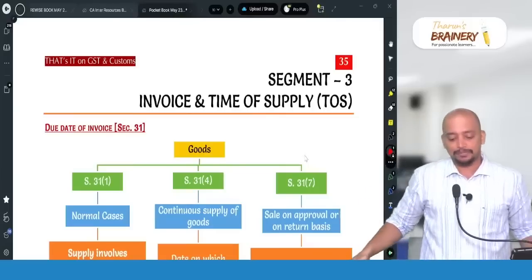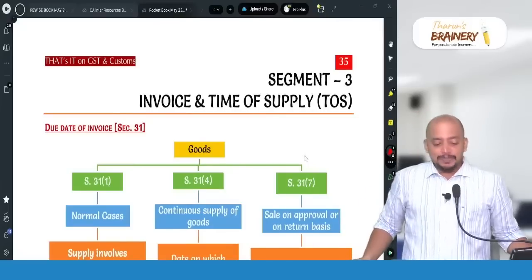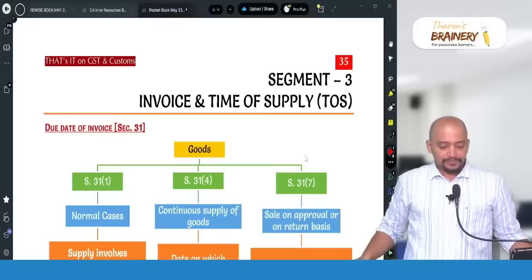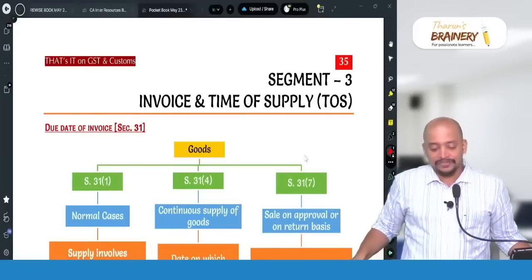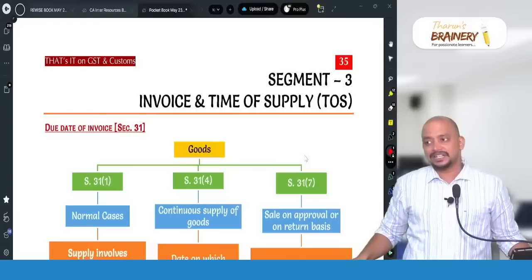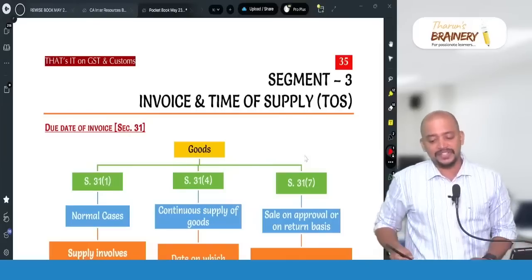Invoice and time of supply. As per section 31, we need to determine the due date of invoice. The due date of invoice is given under section 31 in this invoice and time of supply chapter.